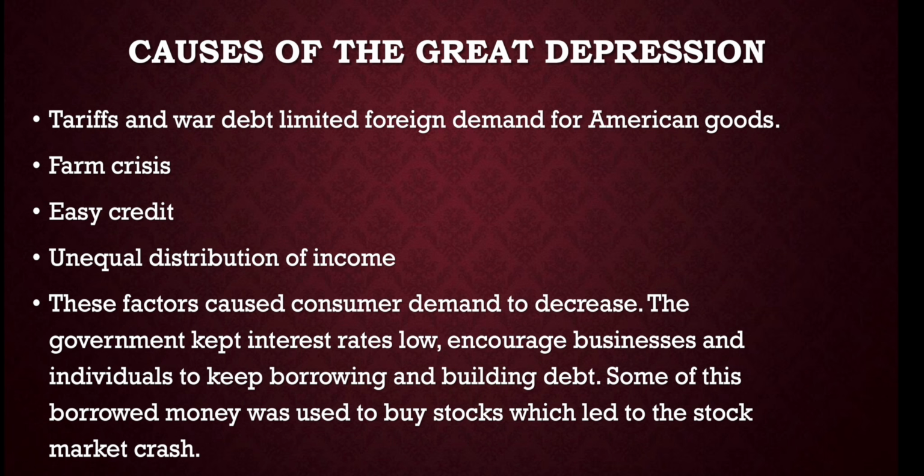There was also an unequal distribution of income. The wealthy were extremely wealthy and poor people were not. There wasn't really a middle class yet, but people who weren't extremely wealthy weren't making more money with this supposed economic boom of the 1920s because their wages remained stagnant. So the rich got richer and everybody else just stayed the same or got poorer. All of these factors caused consumer demand to decrease during the 1920s. Consumer demand decreases, businesses begin to suffer.